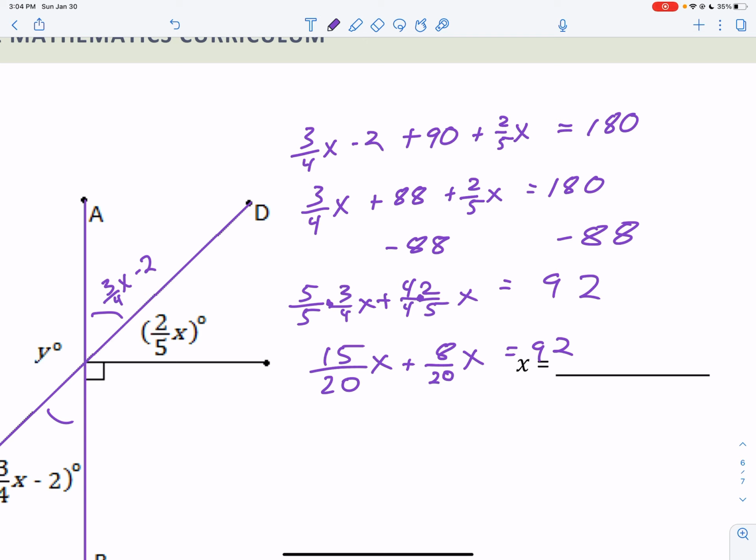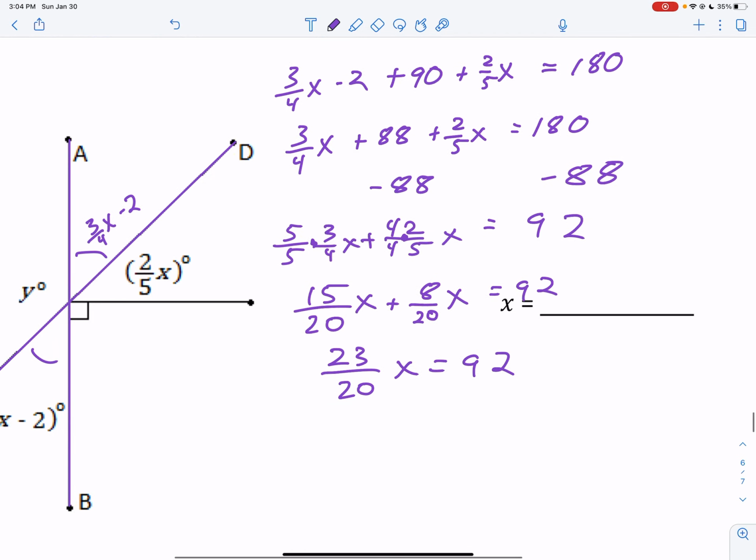If I combine like terms, I have to add my coefficients. I can do that now because my denominator is the same. Now I just add my numerators. 15 plus 8 is 23. And if you need to, go on to Khan Academy and review how to add two fractions with different denominators.